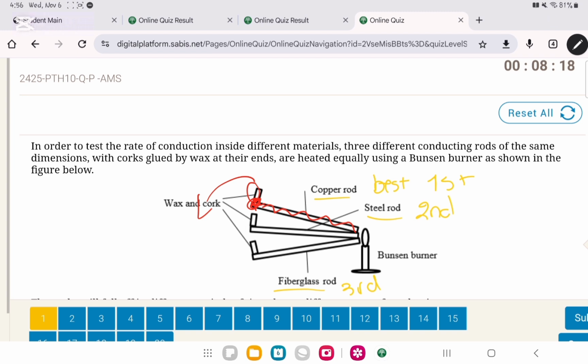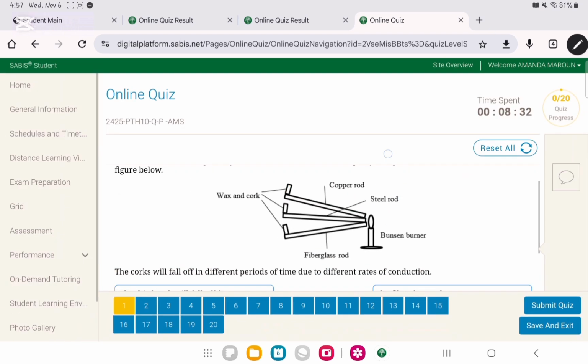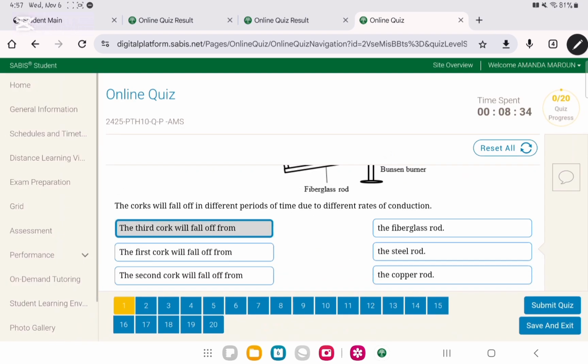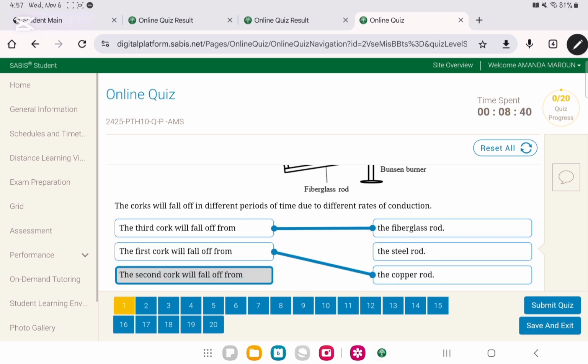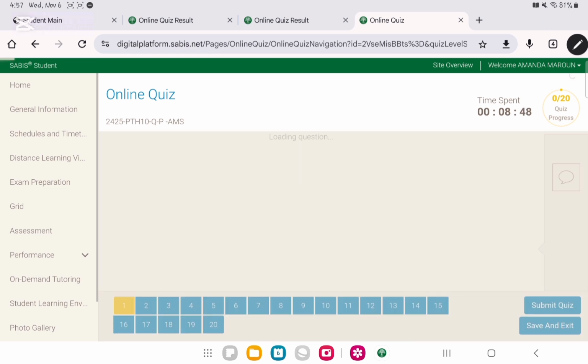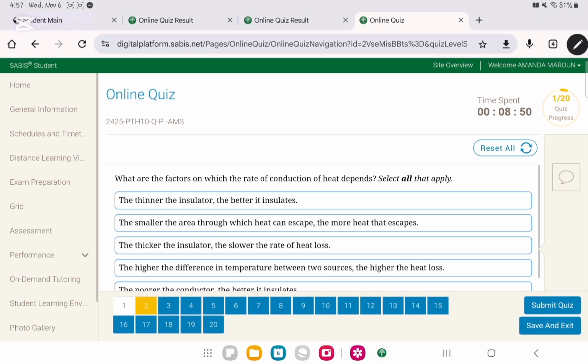So definitely it will fall first in the copper rod, then second in the steel rod, and third in the fiberglass rod. They might ask you in the exam, what's the best conductor? It is the copper rod. What's the worst conductor? It is the fiberglass rod. Now the third cork will fall off from the fiberglass rod, the first cork will fall off from the copper rod, and the second cork will fall off from the steel rod. Now we proceed to question number 2.